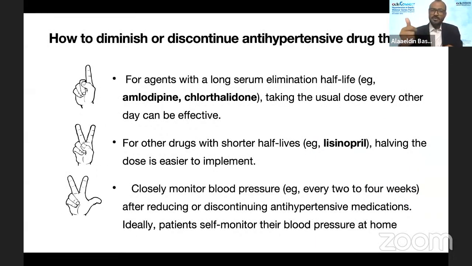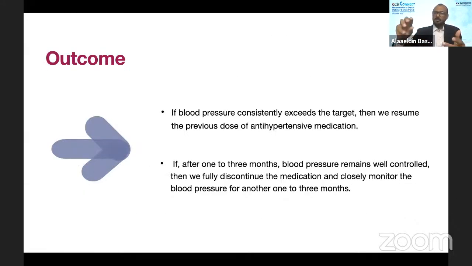So how to diminish or discontinue the antihypertensive treatment? Number one, if the medicine is long acting, like amlodipine, start using it every other day. If the drug is short acting, half the tablet. And the third thing, you need to closely monitor the blood pressure, let's say every 2 to 4 days, and reduce the antihypertensive. Now, you will end up with one of two outcomes when you start reducing the medication. You either get your patient consistently having a blood pressure still above target, and in those cases, you need to restart your medications again, or after 1 to 3 months, you will find that the blood pressure remained well controlled.